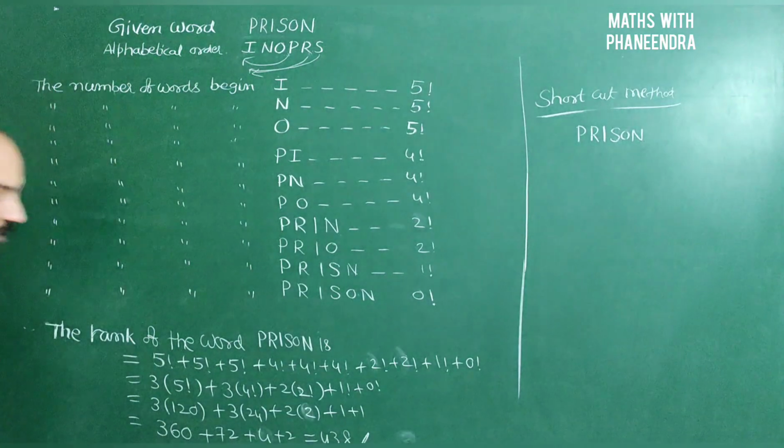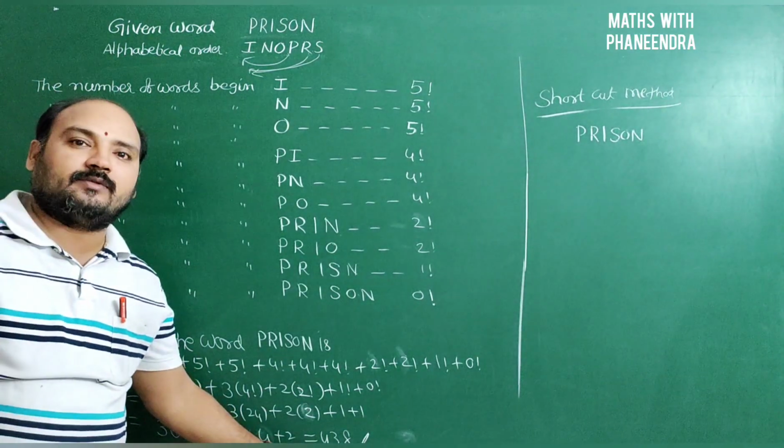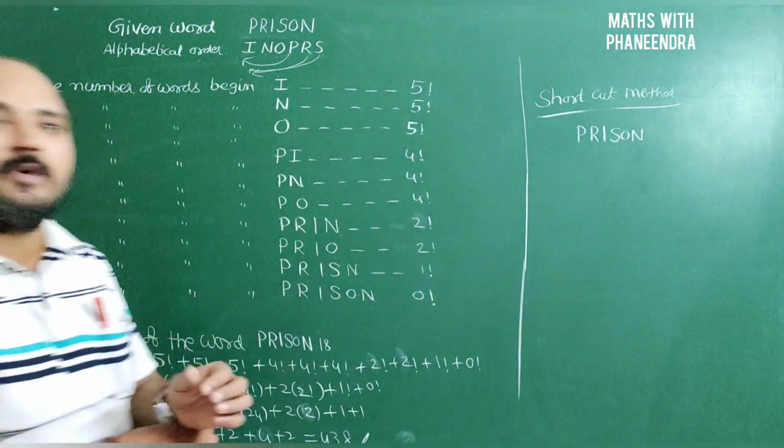So this is the way. 438 is the rank. By using the shortcut formula also we can do it.